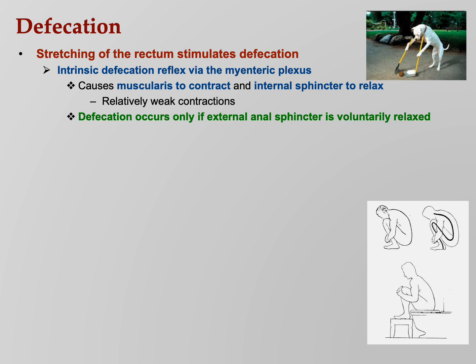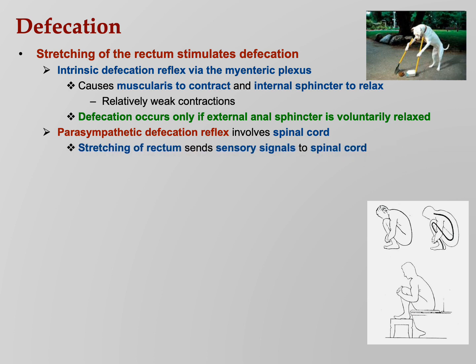Defecation occurs only if the external anal sphincter is voluntarily relaxed. That gives you time to get someplace or you can let it go. Parasympathetic defecation reflex involves the spinal cord, so even people with spinal cord injury can still defecate, because remember, S2 to S4, where those parasympathetic splanchnic nerves are, so they can still stimulate defecation.